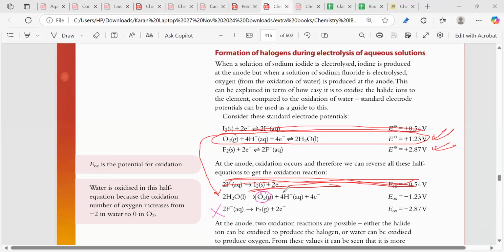Oxygen and 4H plus. It means you are getting oxygen gas over here, and the solution will be turning acidic near the anode. Right? Understood?